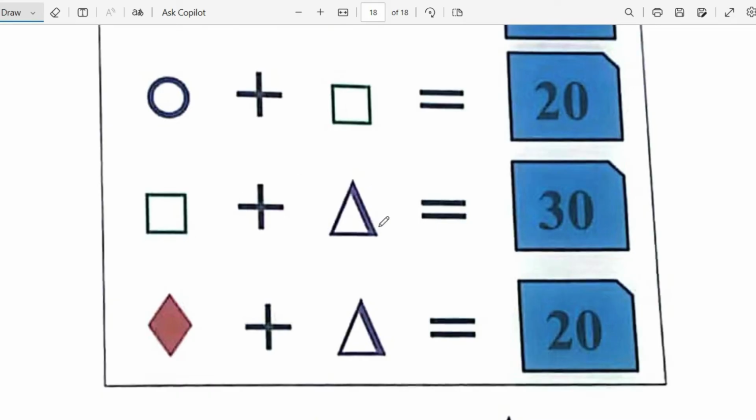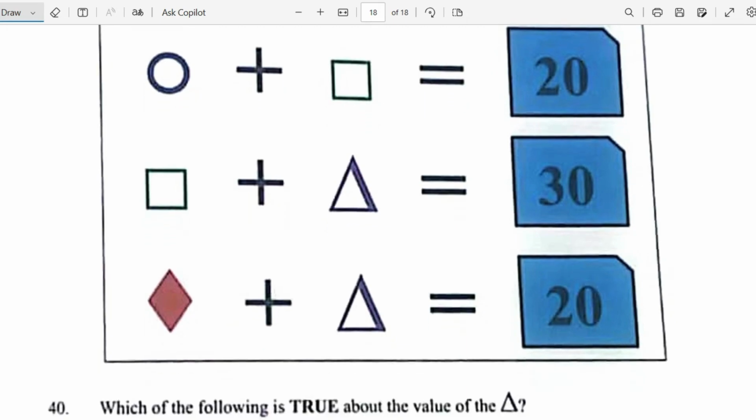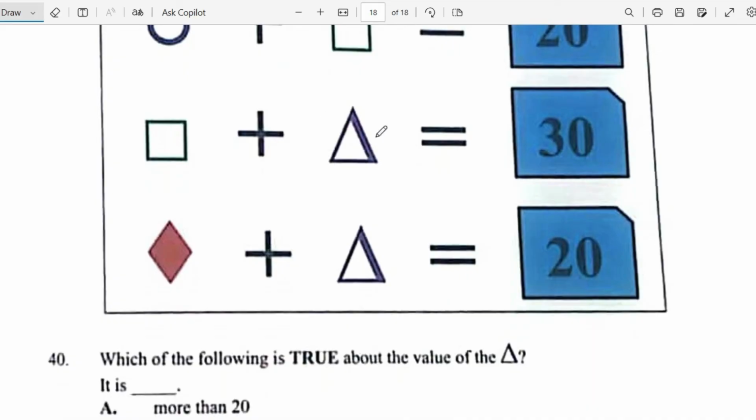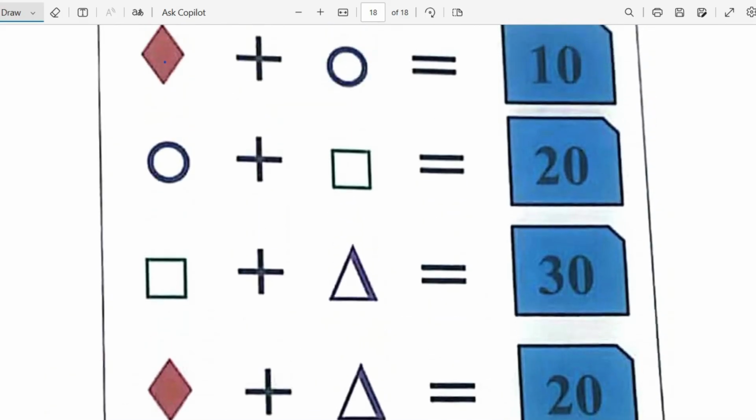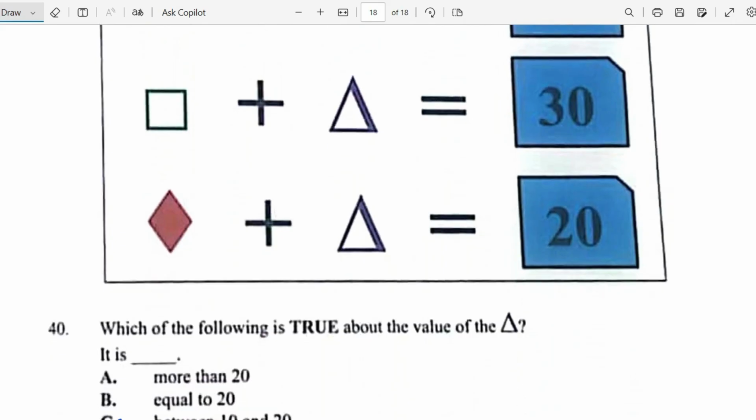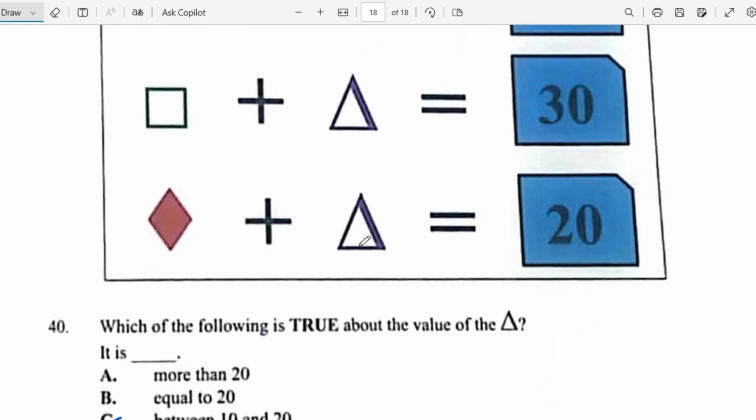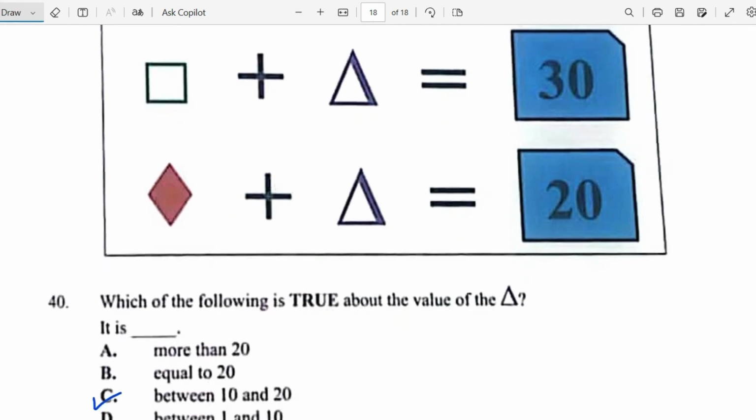So again, if this is more than 10, we can say that the triangle here is greater than 10, but less than 20, or between thereabouts. We're just assuming at the moment. But then we know that the diamond here at the top was less than 10. So if it's less than 10, the triangle might be more than 10 to get to the 20, right? All right, it indicates that the triangle is more than 10 to get to 20.